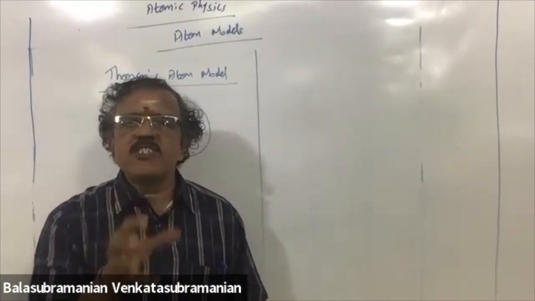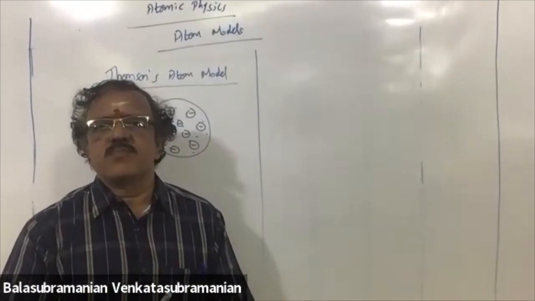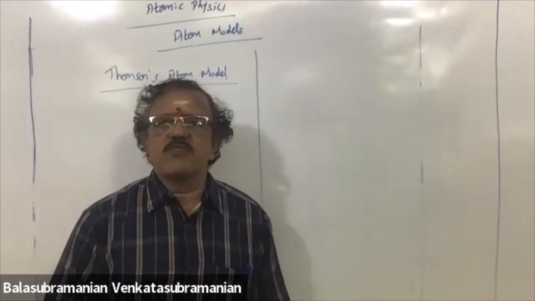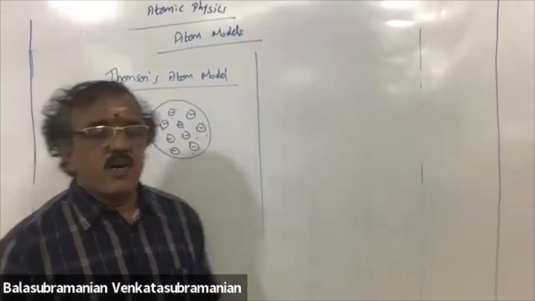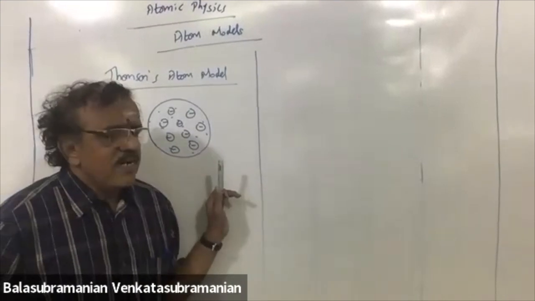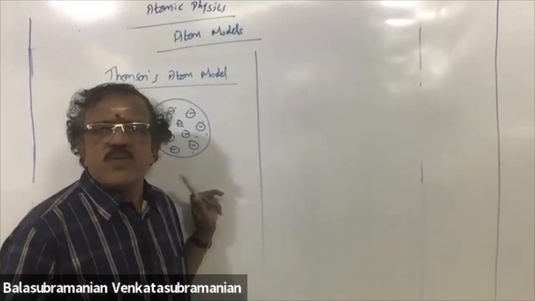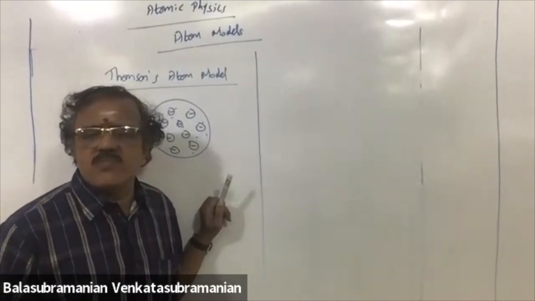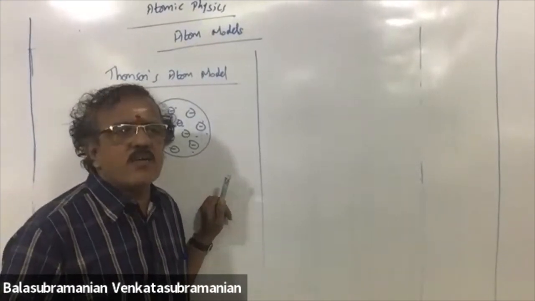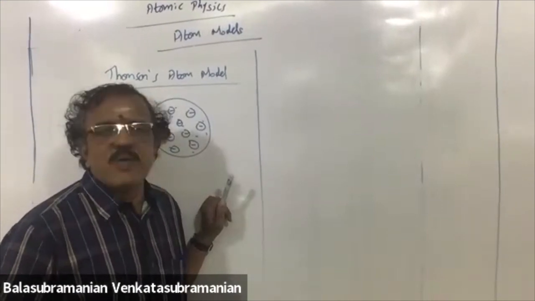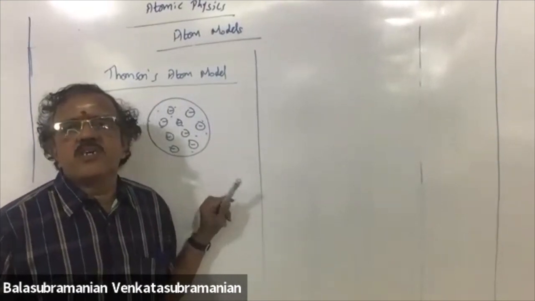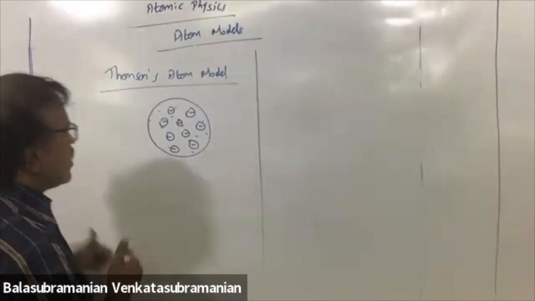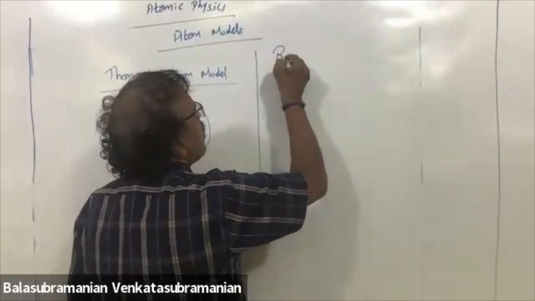There are so many spectral series available. He could not explain the type of spectral series that is given. Of course, it is named the watermelon atom model. This is otherwise known as the watermelon atom model. Whatever may be the case, Thomson's atom model did not explain the basic atomic structure. Then comes the Rutherford atom model.